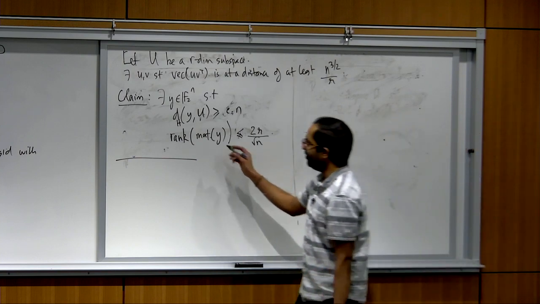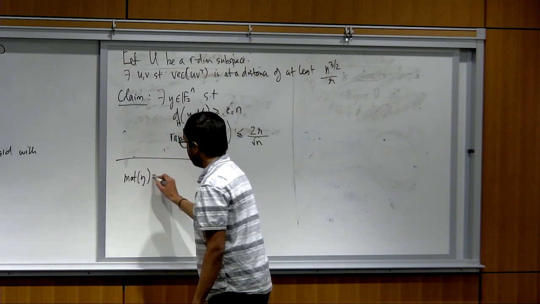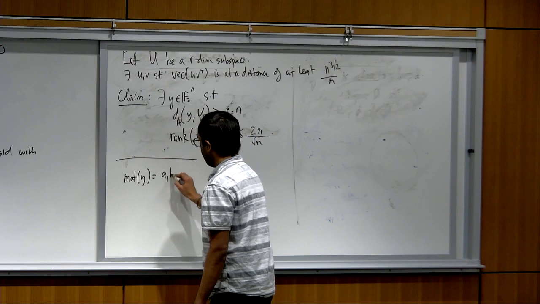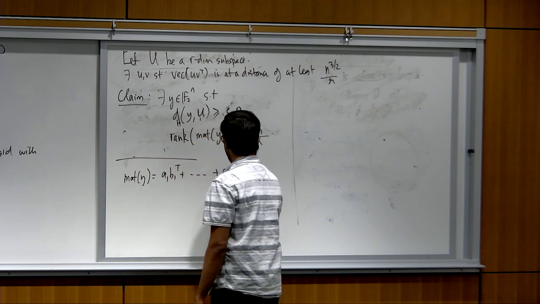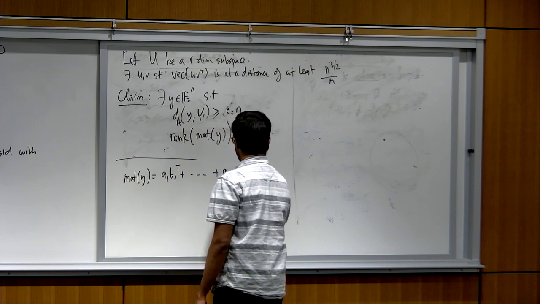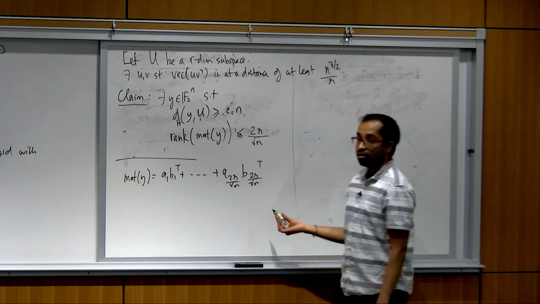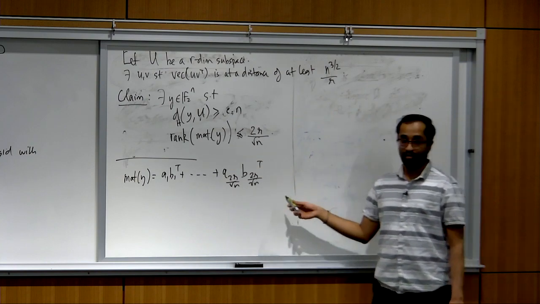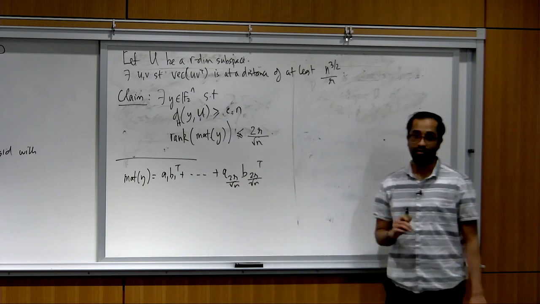Okay, I'll write it down. So you can write the matrix of y to be A1 B1 transpose all the way through A of 2r over square root n, B of 2r over square root n transpose. This is just writing the matrix as a sum of rank 1 matrices.